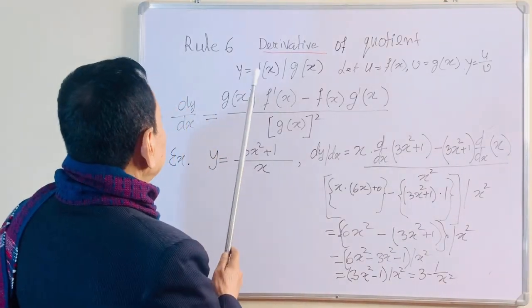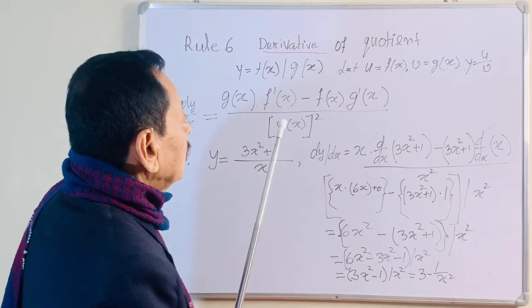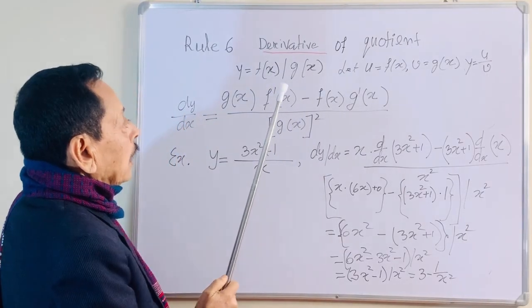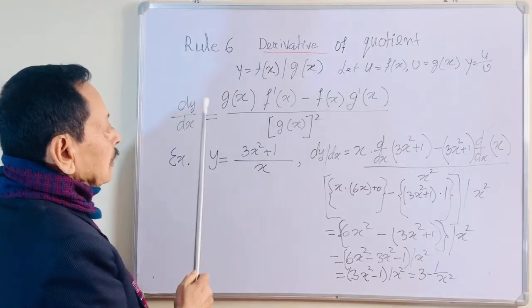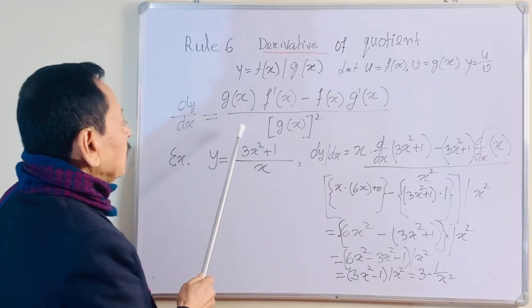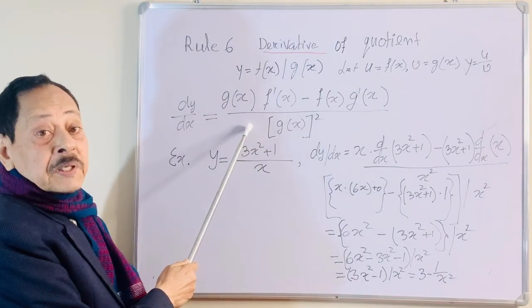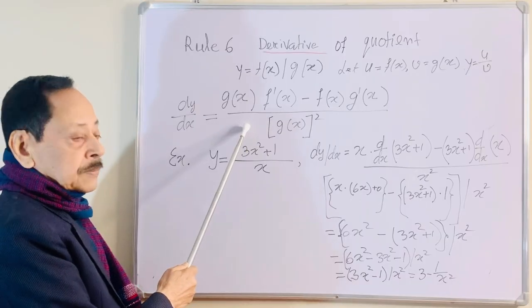So this is the rule of quotient. When the function is in the form of a quotient, then what is the rule? So we have to remember this. And for the proof, you can go through the PDF in detail.